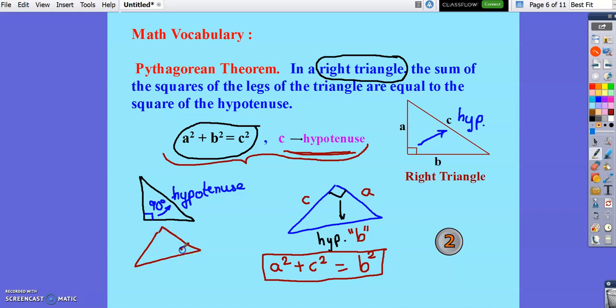Here you go. This time the right triangle is changed. So this is your hypotenuse. Now look at what I did. I have named this as B. I have named this as C, but I have named this as A.